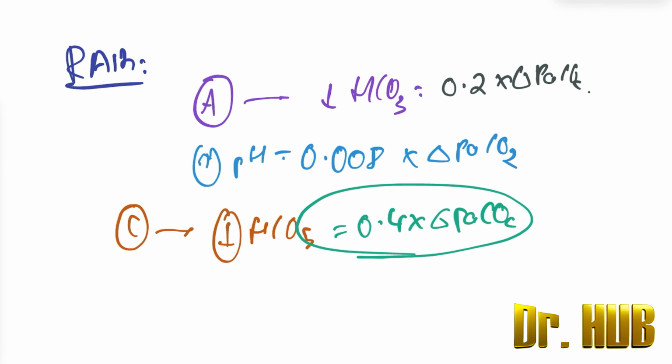So this was about the expected compensation in case of the acid-base disorders. We saw some primary disorders such as respiratory acidosis and alkalosis, to name a few.